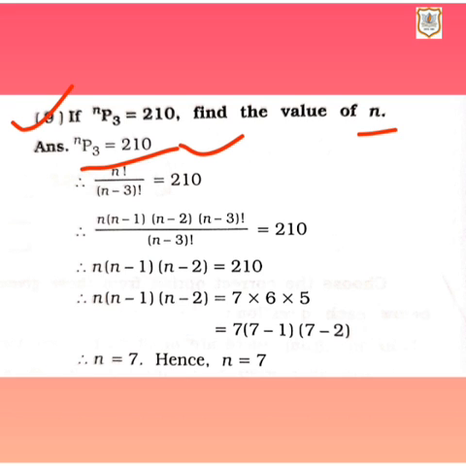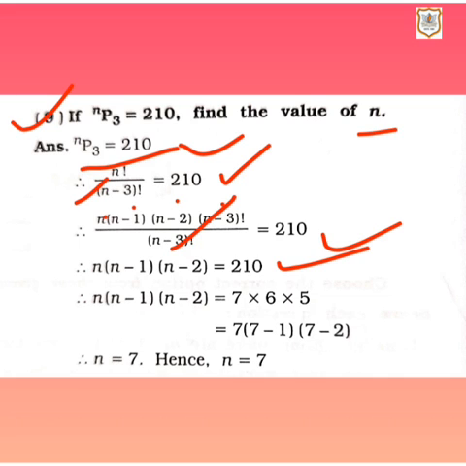nP3 can be written as per the formula n factorial upon (n-3) factorial is equal to 210. And n factorial in the numerator can be written as n(n-1)(n-2)(n-3) factorial. Now why have we stopped at (n-3) factorial? Because in the denominator we have (n-3) factorial, that will be cancelled. So what remains is n(n-1)(n-2) is equal to 210.